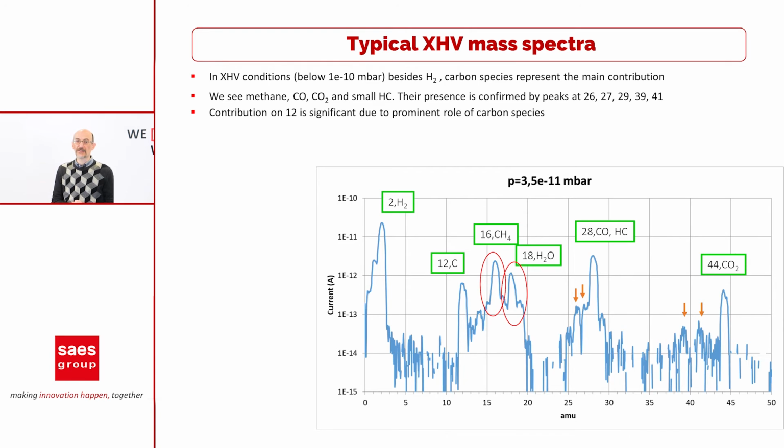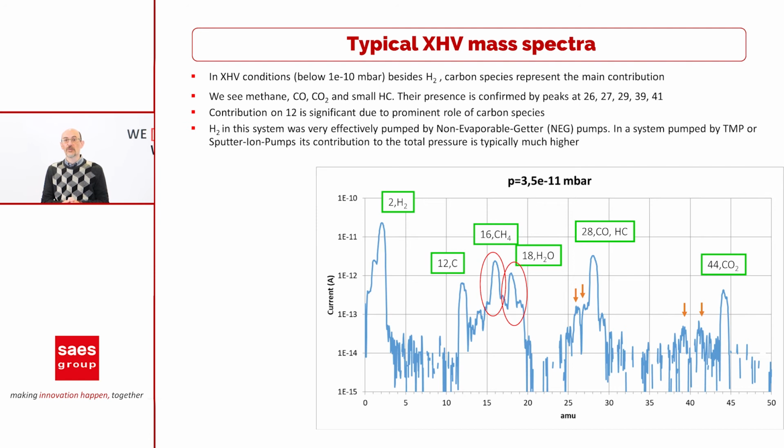Please note a peculiarity of this spectrum. Usually in XHV, hydrogen is by far more dominant in the spectrum, but this system was provided with a lot of getter pumping speed that lowered hydrogen partial pressure. In a system pumped by turbomolecular pump or a sputter ion pump, the contribution to the total pressure is typically much higher. So everything seems clear, but actually there is something that makes little sense.